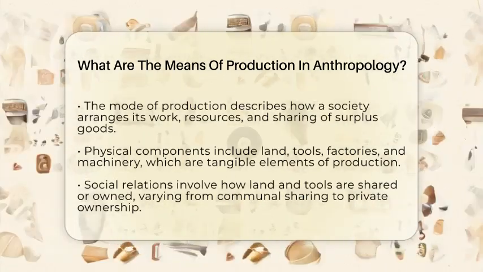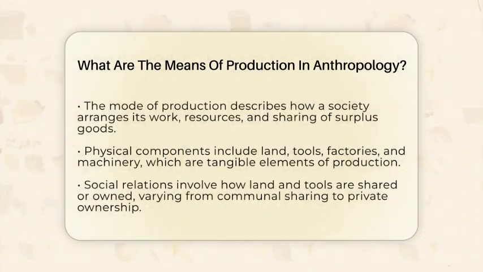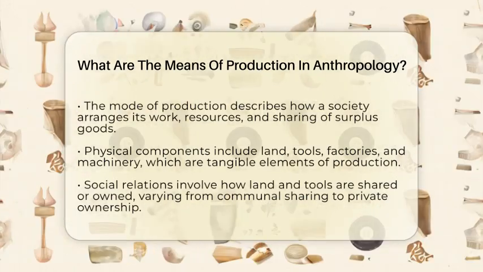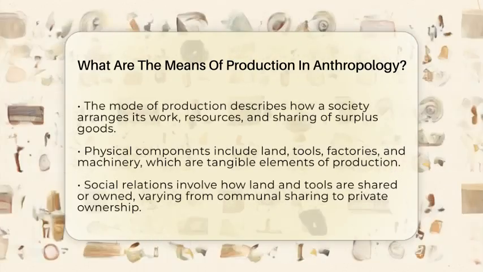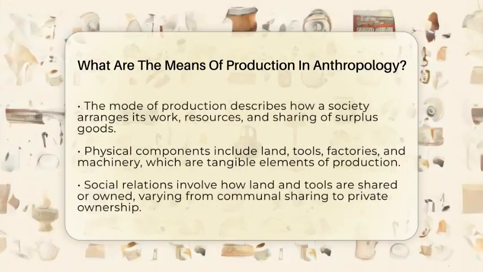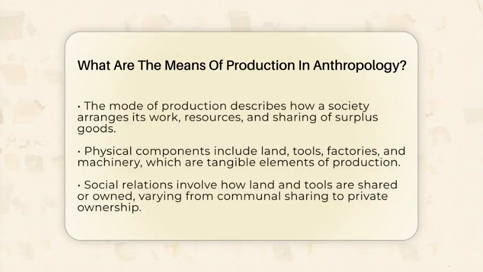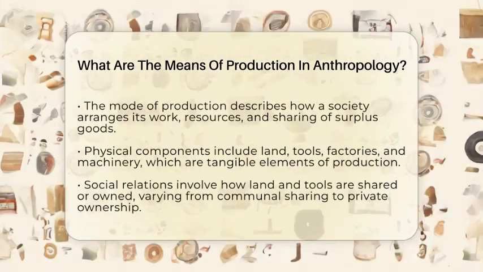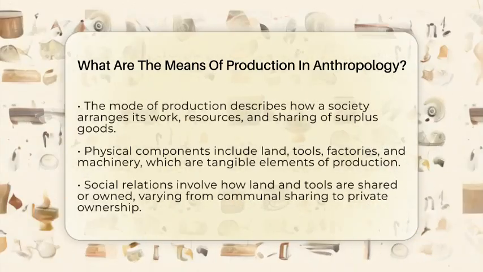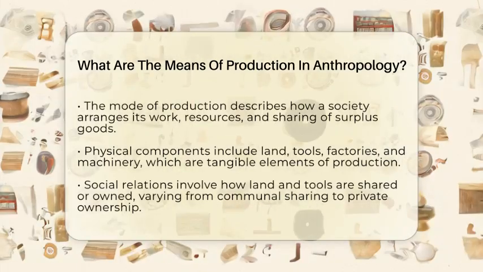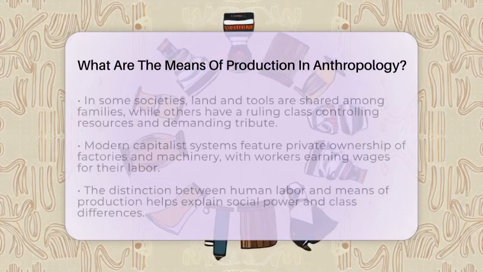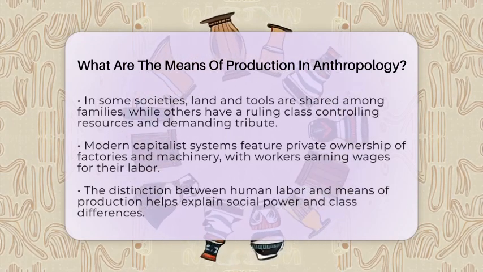Then there are social relations. In some societies, families share land and tools, and everyone works together without formal ownership. In others, a ruling class controls land and resources, demanding tribute or taxes from workers. In modern capitalist societies, private owners or companies own factories and machinery, and workers sell their labor for wages.